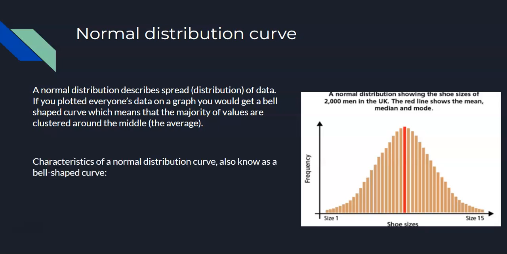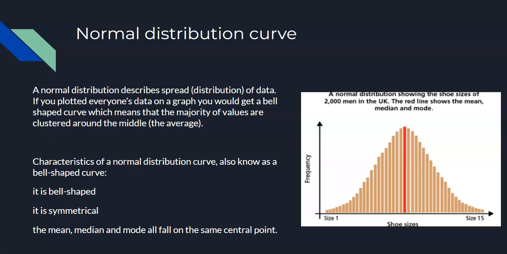Now, the characteristics of a normal distribution are that it's bell-shaped and symmetrical, so it's got the same on either side, and the mean, median, and mode all fall around this central point. They're all very similar, the mean, median, and mode.